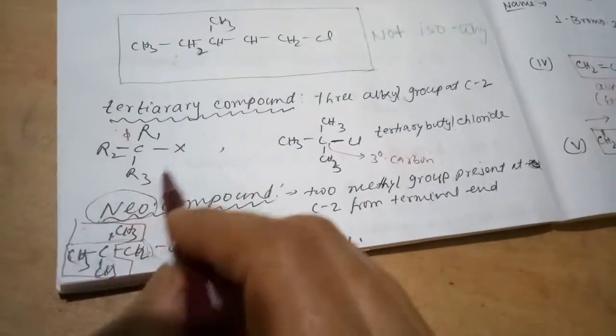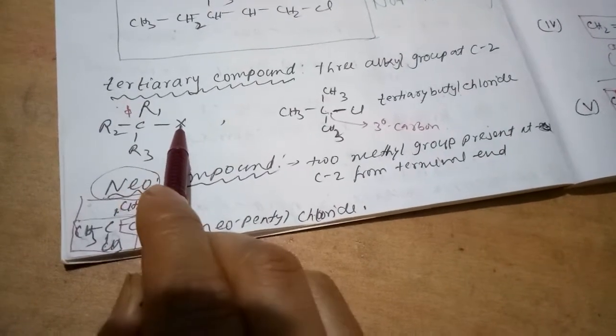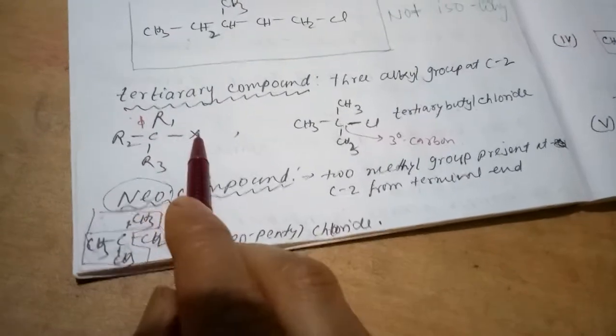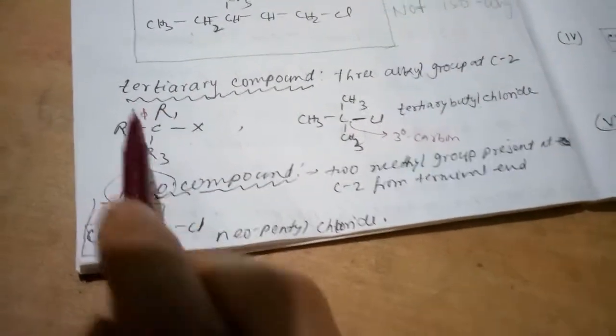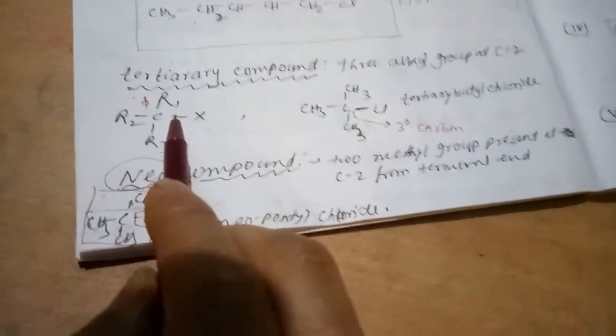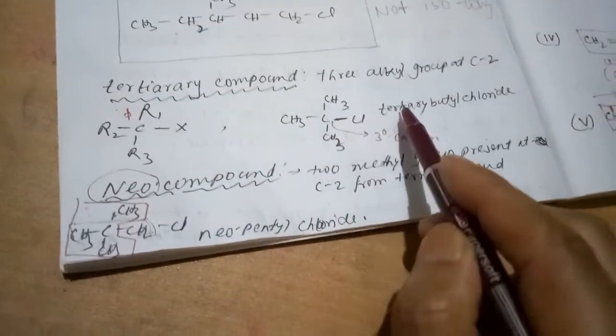And whenever three alkyl groups are present at the carbon atom, and one functional group, that is halide, is present, then this is called a tertiary compound. If other functional groups are present, then it is also known as tertiary. Here it is halogen, so it is the tertiary alkyl halide. The name is tertiary alkyl halide. So how many carbons here? 4. So it is known as tertiary butyl chloride.